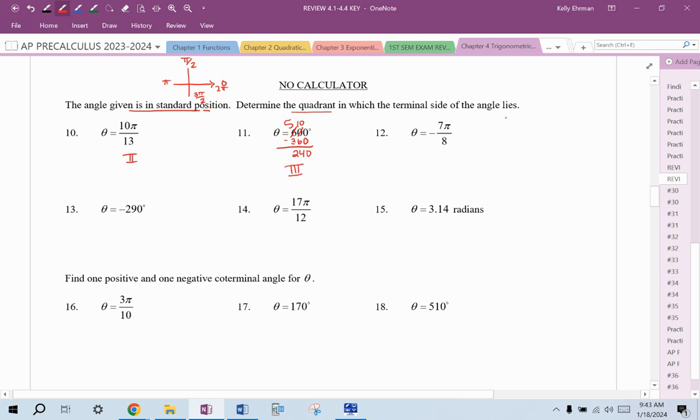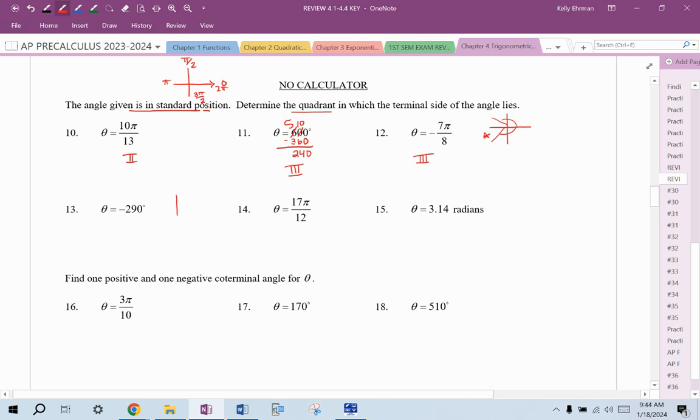Negative angles just rotate the other way. So if it were 7 pi over 8, it'd be in quadrant 2. So it'd be like that. So we're just rotating the same amount into quadrant 3 because negative angles go down and around. So this one is in quadrant 3.